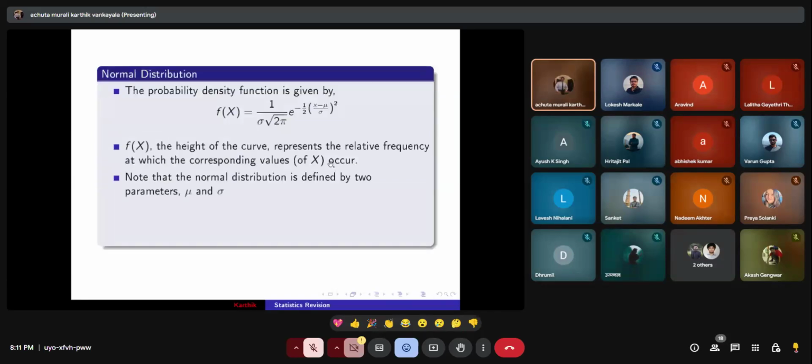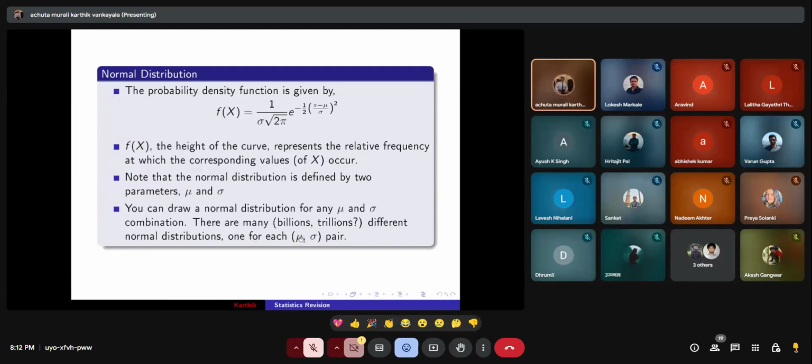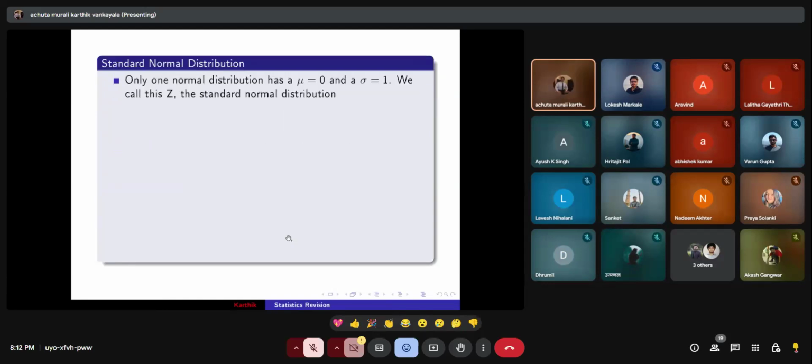frequency at which the corresponding value occurs. Okay. Now, any probability density function of normal distribution is defined by two parameters only: mean and standard deviation. If you know mu and sigma, you can construct the entire normal distribution. So you can draw a normal distribution for any mu and sigma combination. So there are many different normal distributions, one for each mu and sigma pair.